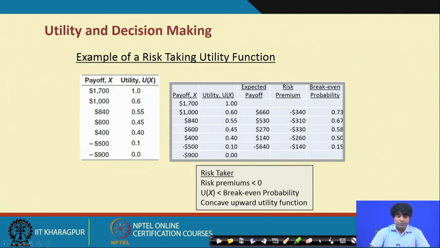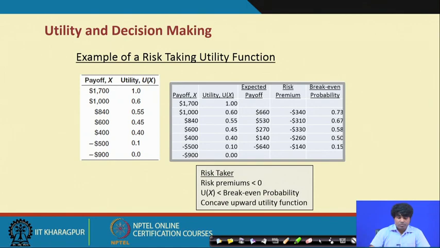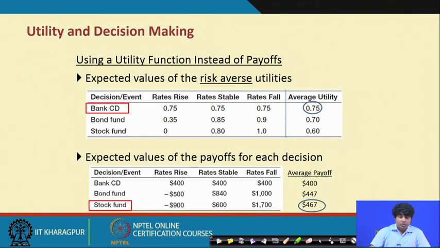So, this is how the entire utility function works, and again in this case the risk premium is less than 0. That means the utility of x is less than the break even probability, and as a result the structure will be a concave type of situation. So, now corresponding to these problems, what can we do here?